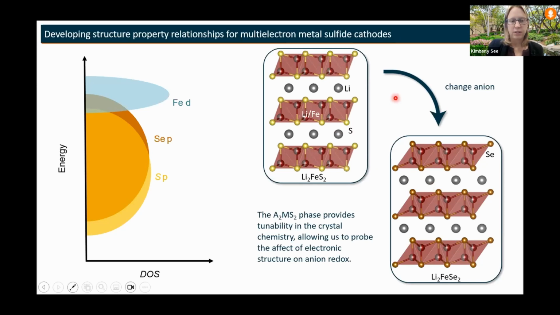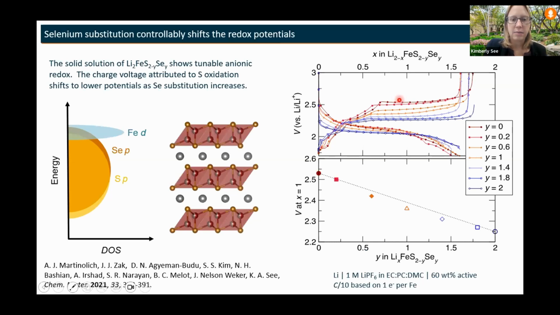And what we see in the electrochemistry is maybe exactly what you would expect, or maybe not. And that's that the voltage, or the potential, that's associated with the anion oxidation, so that oxidation of sulfide to persulfide, systematically shifts down as I put selenium into the phase. So this maroon curve is my original Li2FeS2 curve. If you recall, this plateau region is oxidation of sulfide to persulfide. As I put selenium into the material, that systematically shifts down in potential because I'm essentially pushing the P states up in energy. And so what that tells me is that this material is very well mixed.